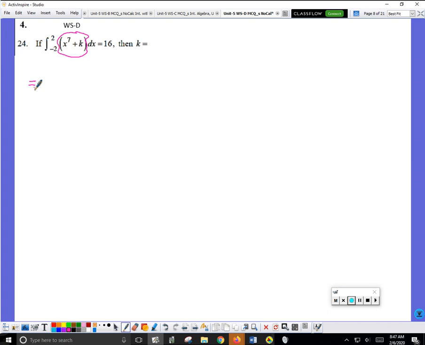So, hands up. What's the antiderivative here? Come on. Talk to each other if you need to, but you got to think with me.